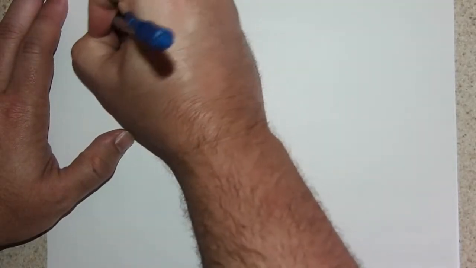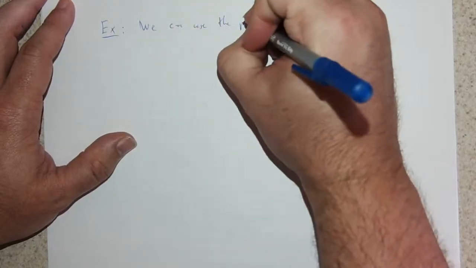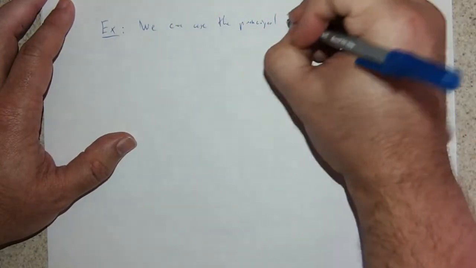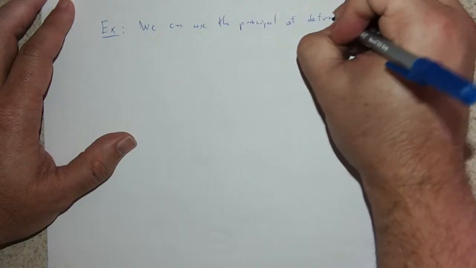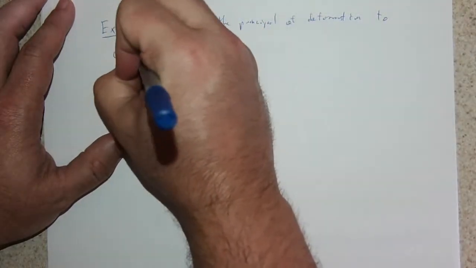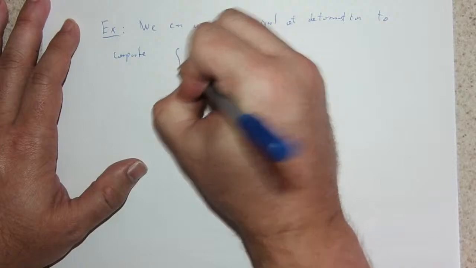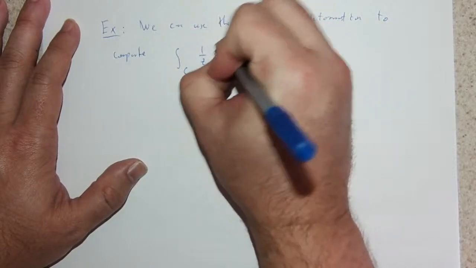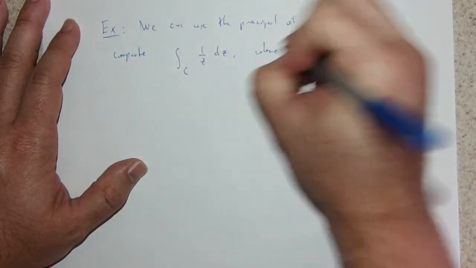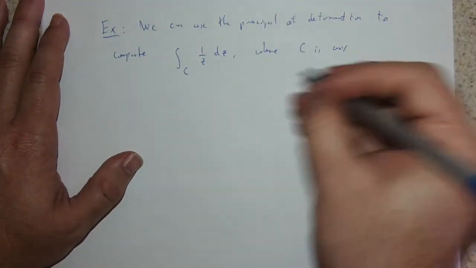note in this example, we can use the principle of deformation to compute the contour integral of 1 over z dz, where C is any simple closed contour that contains the origin.